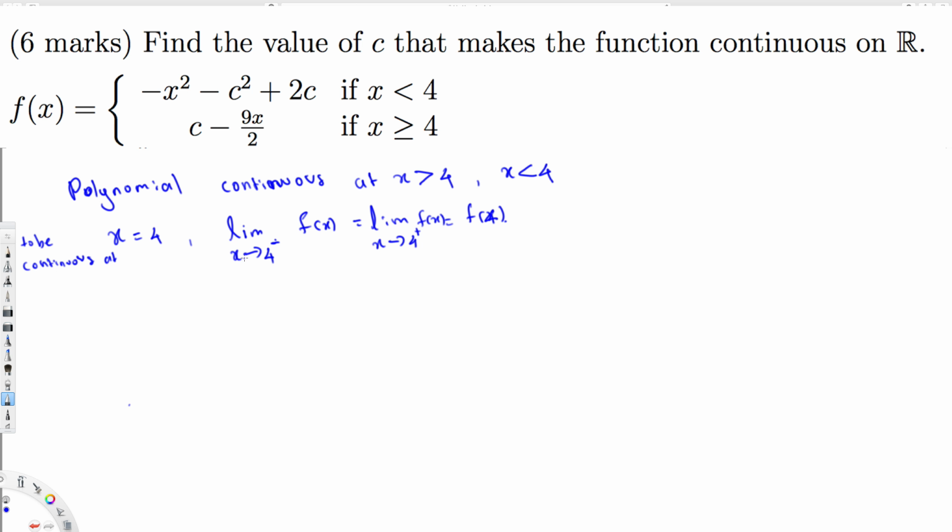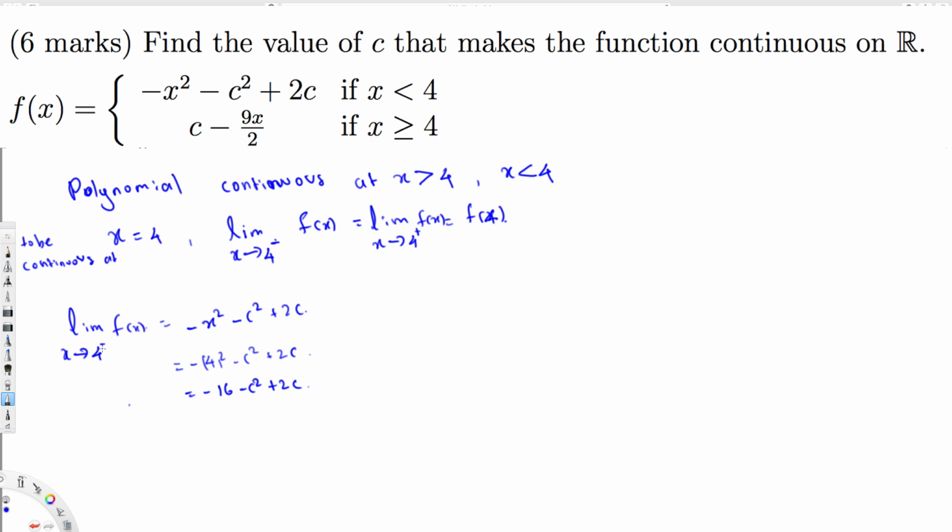So we have to equalize these and find what the c value is. At that c value this is going to be continuous. Let's take the first equation, from the left hand limit. The limit as x approaches 4 from the left hand side, meaning less than 4, uses this equation: minus x square minus c square plus 2c. Substituting 4 for x, it's minus 4 square minus c square plus 2c, which gives minus 16 minus c square plus 2c.